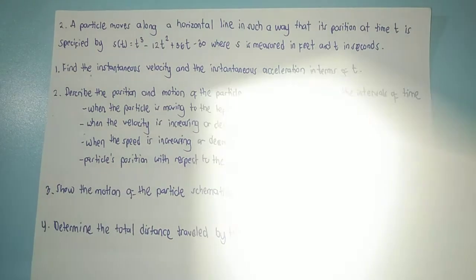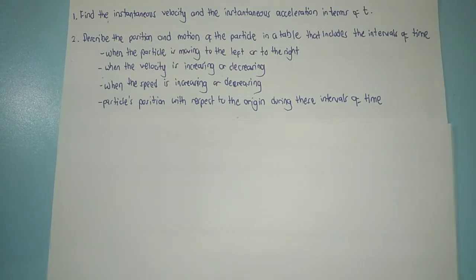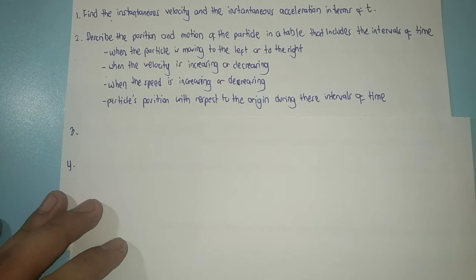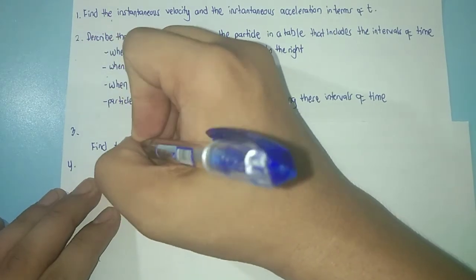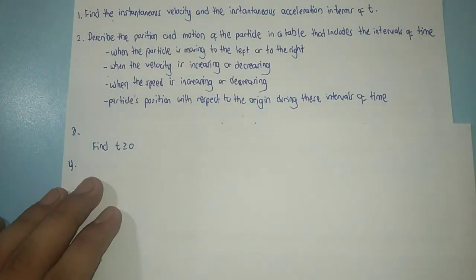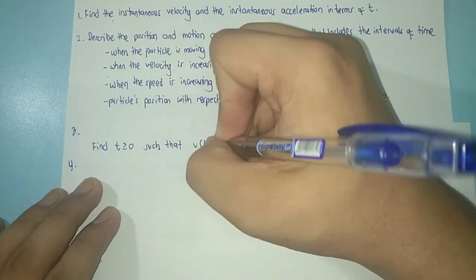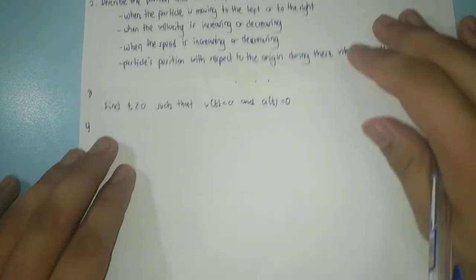Okay, so, ang una natin gagawin for number 2, yung, let's say, hahanapin natin yung t. Hanapin muna natin yung t. So, find t greater than or equal to 0 such that yung velocity ay 0 tsaka yung acceleration ay 0. So, such that we have 0 velocity and acceleration. So, yun yung una natin hanapin.